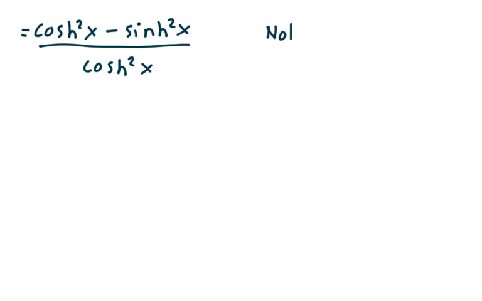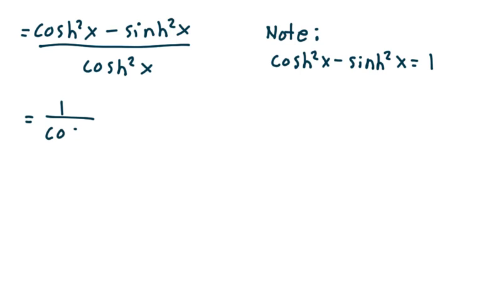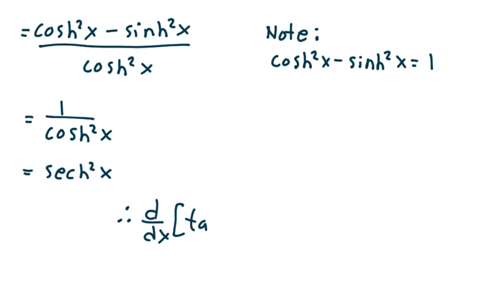But remember, cosh squared x minus sinh squared x equals 1. And so this is 1 over cosh squared x, which is hyperbolic secant squared x. And we can now say that the derivative of hyperbolic tangent x is equal to hyperbolic secant squared x. And that's how we derive that one.